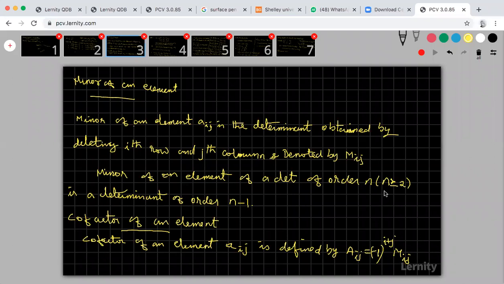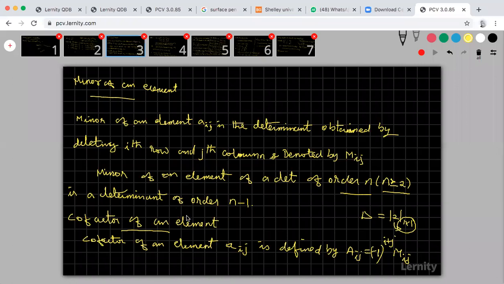So therefore, minor of an element of a determinant of order n. Look at that, your n is greater than or equal to 2. Suppose I have a determinant with only one element. This is 1 cross 1, so finding a minor is not possible. Therefore, this order must be at least 2. So minor of an element of a determinant of order n is a determinant of order n minus 1. If the determinant is given of order n, then the minor is the determinant of order n minus 1.